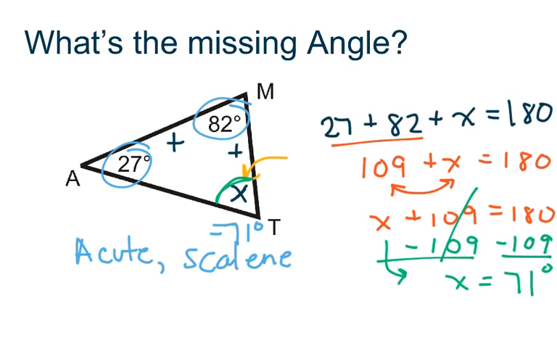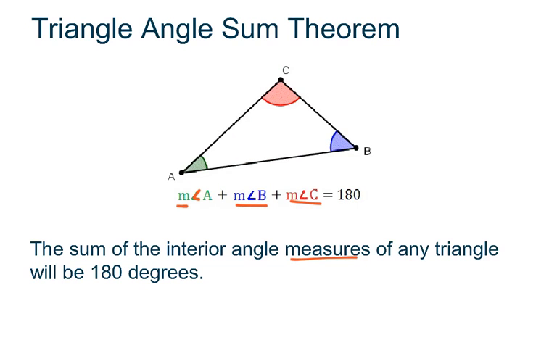But that's pretty much it for the angle sum theorem. Remember, that's the theorem that says that the sum of the interior angle measures is always going to be 180 degrees. That's the information that you've got to dedicate to memory moving forward.